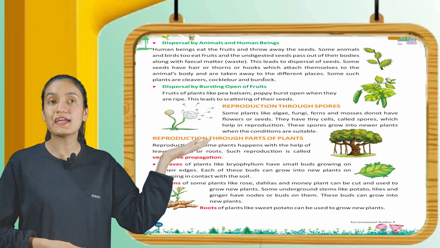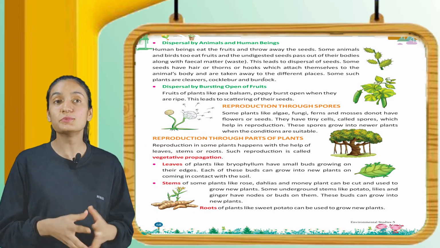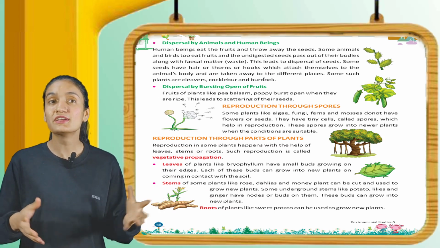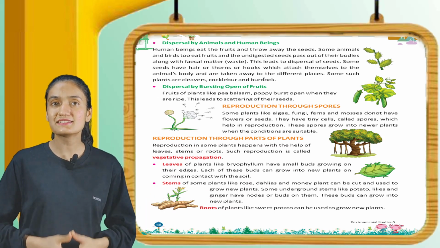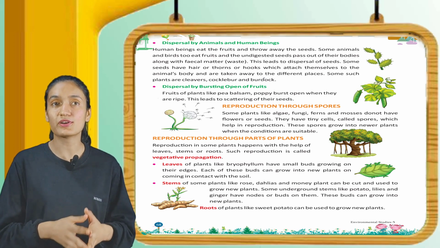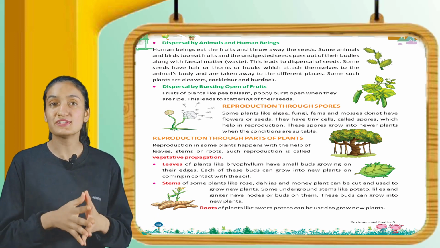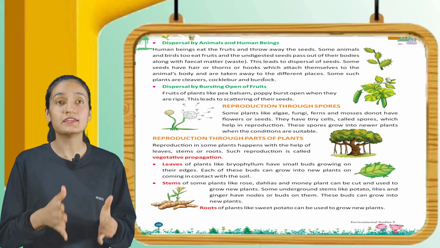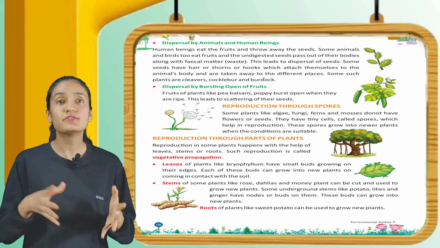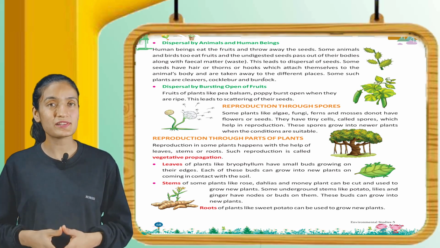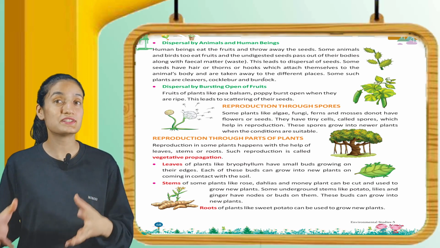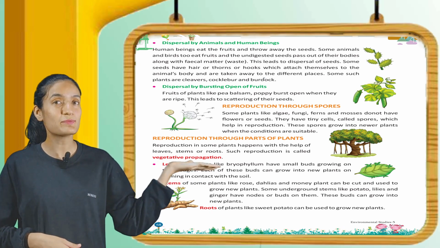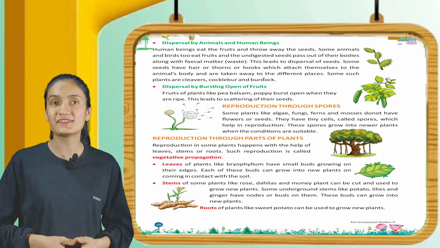Now, dispersal by animals and human beings. Human beings eat the fruits and throw away the seeds. Some animals and birds too eat fruits and the undigested seeds pass out of their bodies along with fecal waste. This leads to dispersal of seeds. Some seeds have hair or thorns or hooks which attach themselves to the animal's body and are taken away to different places. Some such plants are clovers, cocklebur and burdock.